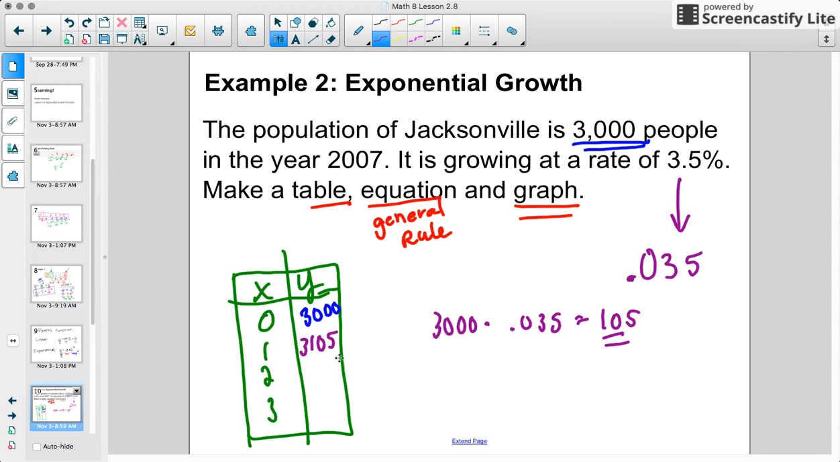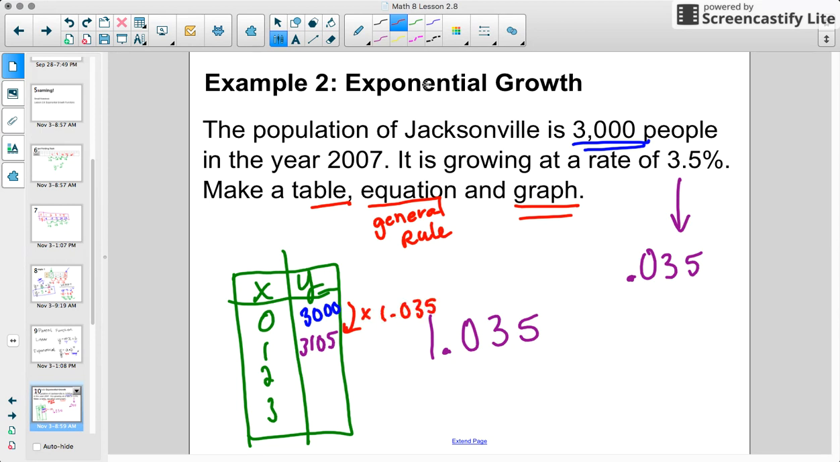And then if we were to do this again, we would do 3,105 times 0.035 over and over and over again to get our exponential growth rate. Okay. To make it a little bit easier, if you want to already include your starting value, you already want to include your 3,000, you can just go ahead and multiply this by 1.035. So that includes the original number that you're starting with, and it adds 3.5% more onto it. Okay, so our change for this table is each time I'm multiplying my number by 1.035.